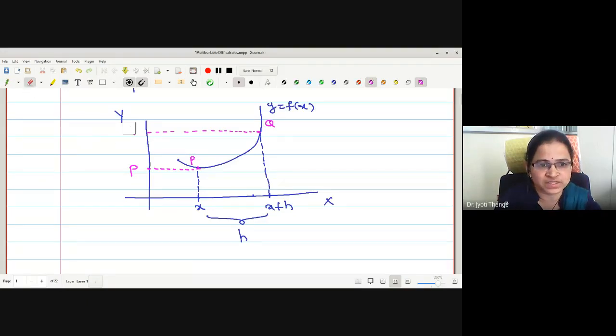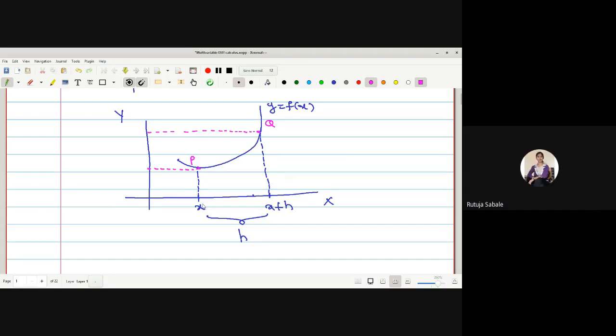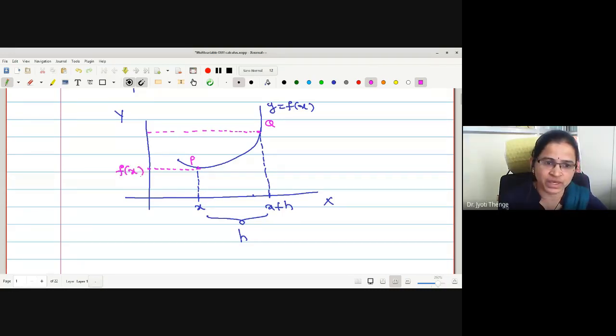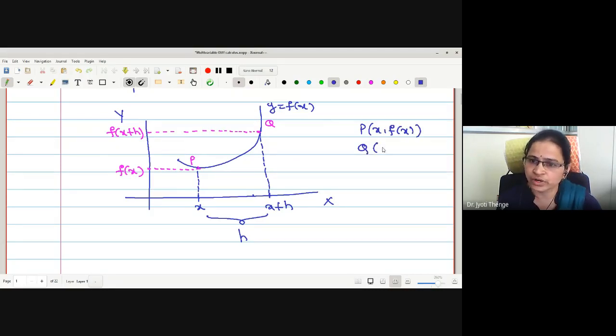Instead of writing the points here, I will write their y coordinates. What are the y coordinates of these two points? Here, f of x and f of x plus h. Therefore, the point P has the coordinates x and f of x, and Q has the coordinates x plus h and f of x plus h.